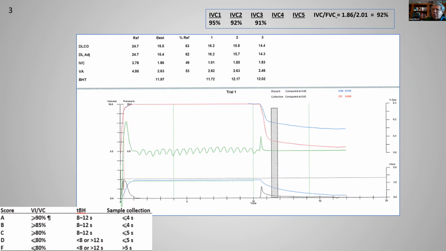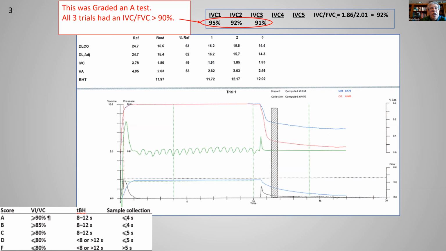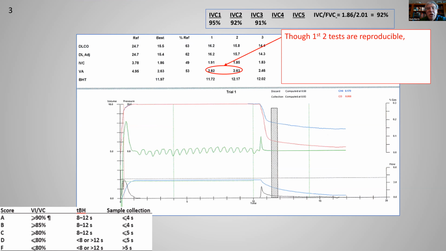Let me show you one more example here before we stop and take some questions. This was graded a grade A test here, okay? We have three IVCs, they all look good, they're above 90%. Diffusions are all plus or minus two. So they were all averaged and called it a grade A test. Is this a grade A test? Well, notice here, the first two tests are reproducible. The third one is not.